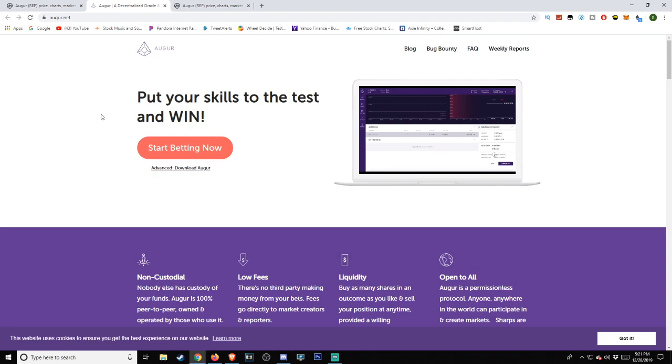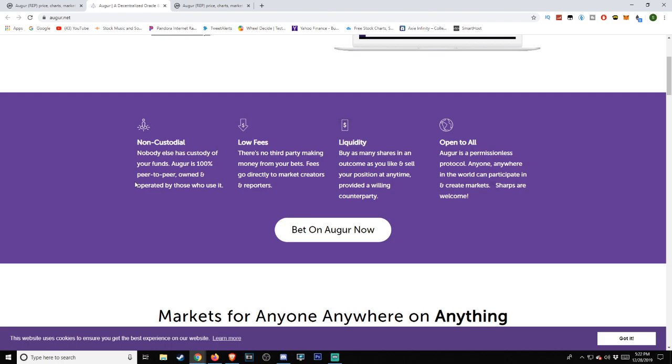Put your skills to the test and win. Start betting now. Non-custodial: nobody else has custody of your funds. Augur is 100% peer-to-peer, owned and operated by those who use it. Low fees: there's no third party making money from your bets. Fees go directly to market creators and reporters.